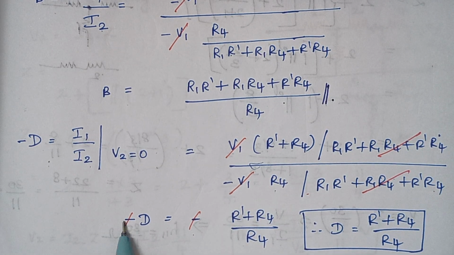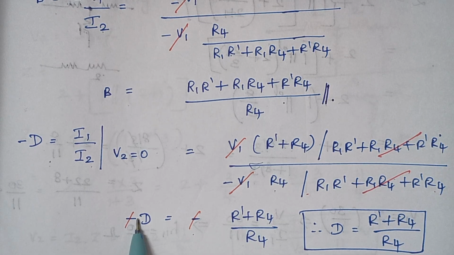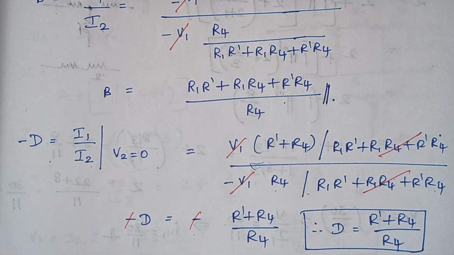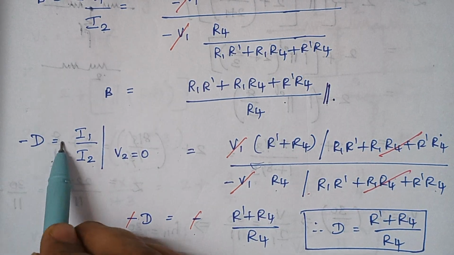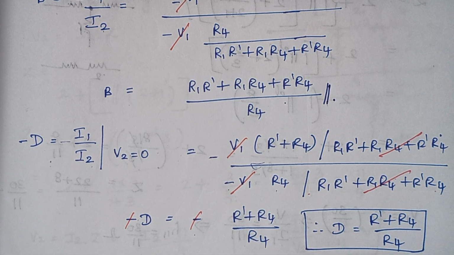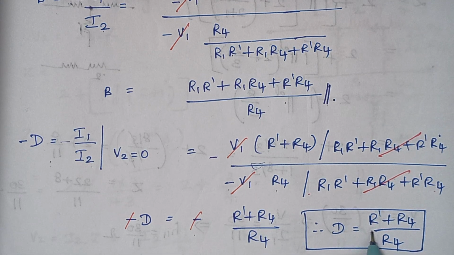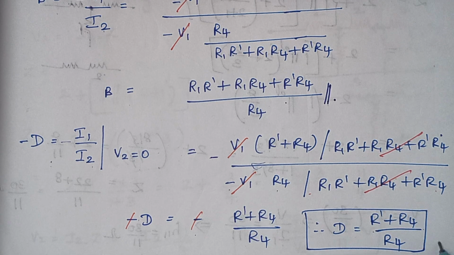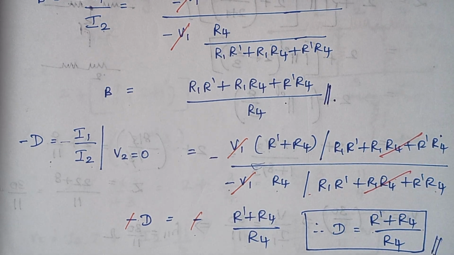And again you see here D is also having a minus sign, or in case if you want to move, you can write it as D is equal to minus of. Okay, anyway it is correct. If you put minus here, then there will be a minus here and these two minus will cancel, and anyway finally the answer will be positive. So finally the value of D is given by R dash plus R4 divided by R4. So that's all. Finally we have calculated the ABCD parameters for this given circuit.